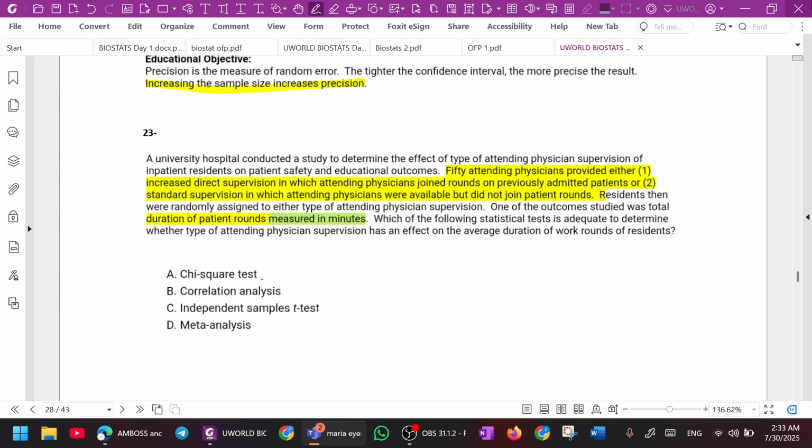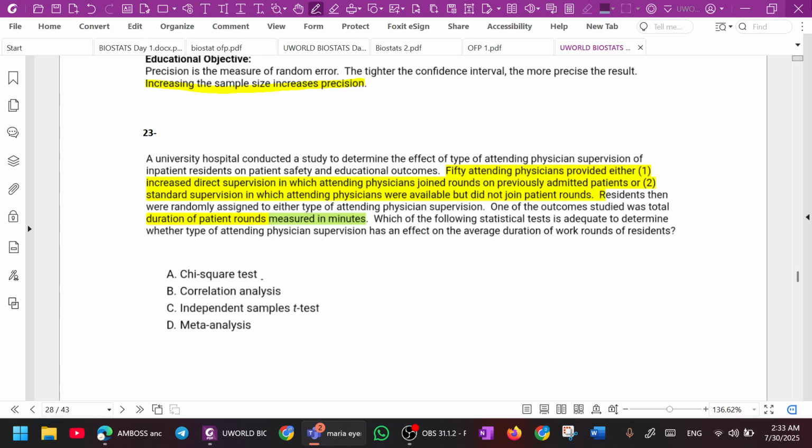Correlation is established for how x and y are related. Comparing the continuous, yes. So we have two groups. One is in minutes, a number, and the other one, I guess we'll say categorical, because it's direct supervision and not direct supervision.